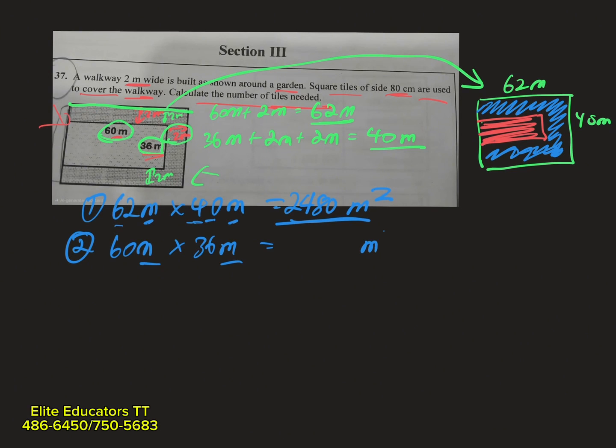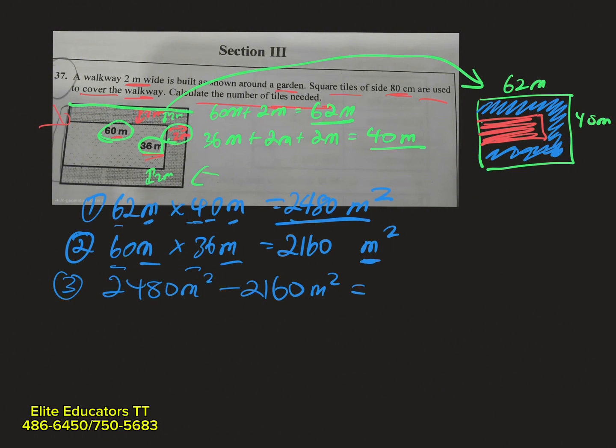Step 2, find the area of the garden, which is 60 meters multiplied by 36 meters. Meters by meters, meters squared. Like I showed you guys, you could just put the units and get a mark right there. And 60 multiplied by 36 will give us a total of 2,160 meters squared. So guys, all we do now, step 3, is subtract 2,480 meters squared minus 2,160 meters squared.